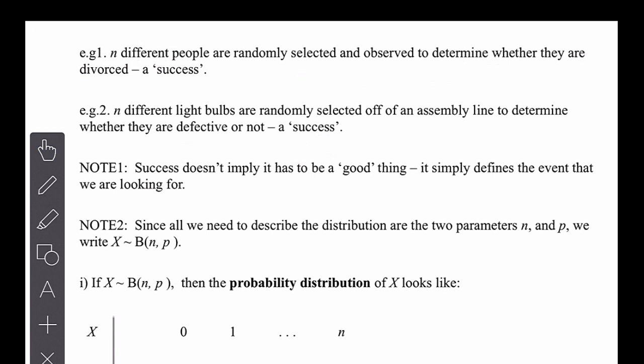So just to take a takeaway from that is that success doesn't imply a good thing, it simply defines the event that you're looking for. And secondly, since all we need to know are these two parameters, the number of attempts to look for the success and probability p of the success, those are all you need to know to define the variable. We'll refer to them as parameters. As a result, they're the characteristics of the distribution that will help us determine answers to questions about probable outcomes.